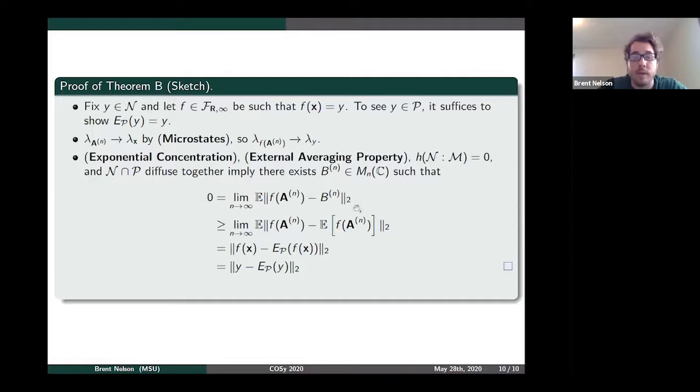So in the end, we've shown that y is equal to its own conditional expectation onto P, and therefore must naturally lie in P. Okay, so that completes the proof and also my talk. Thank you for your attention.